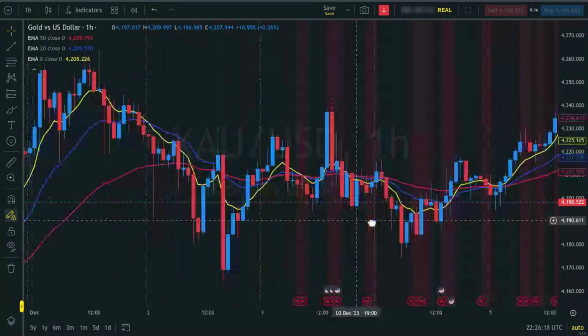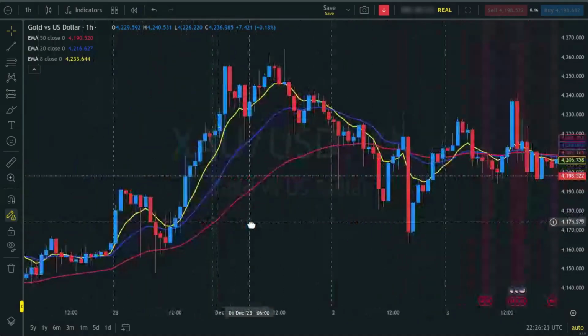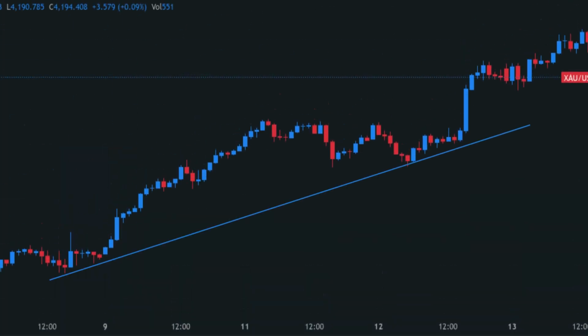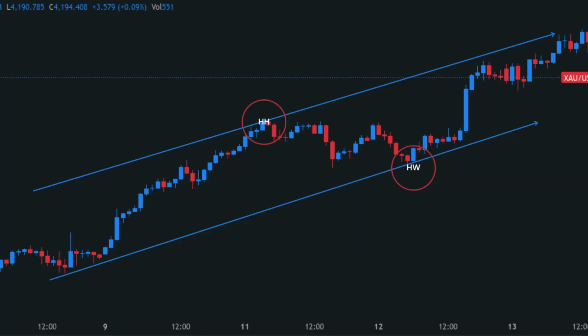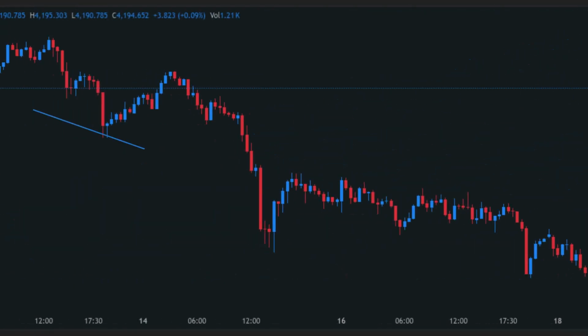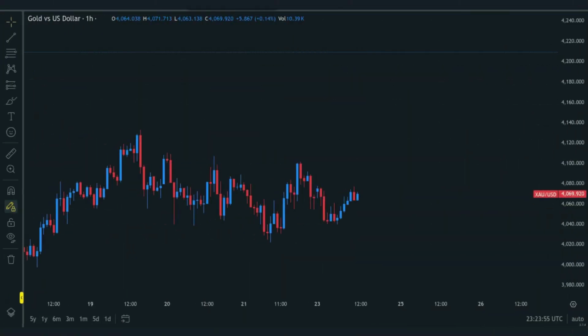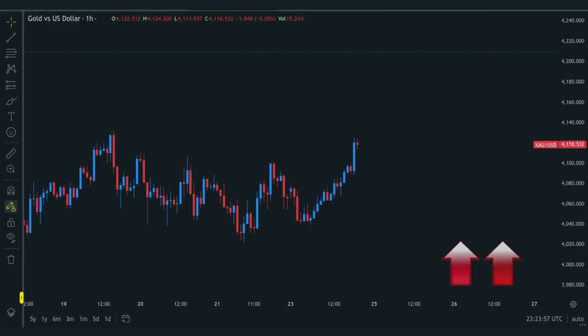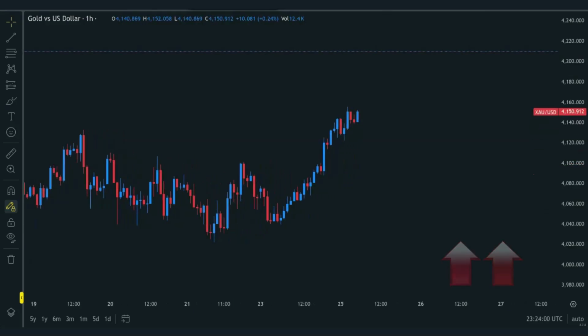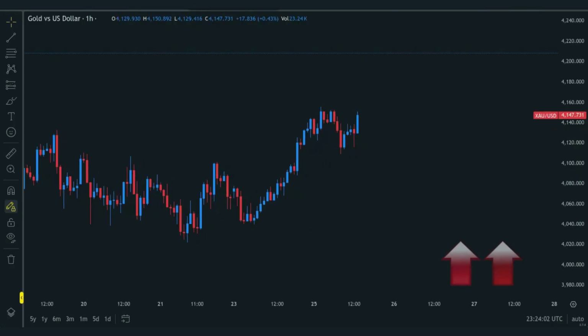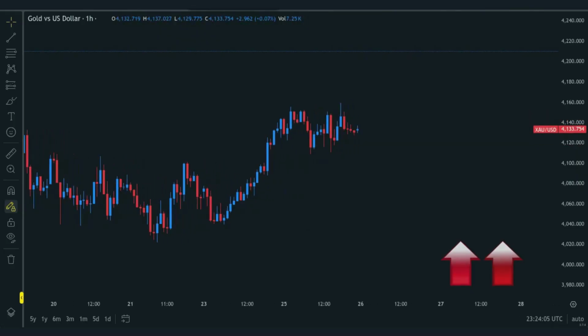Now, forget the indicators for a moment and look at this. A healthy uptrend creates a rhythm. Higher high, higher low. Higher high, higher low. A downtrend? Same pattern in reverse. Lower high, lower low, lower high, lower low. This rhythm is everything. If you can recognize this repetition, you're already ahead of 90% of traders.